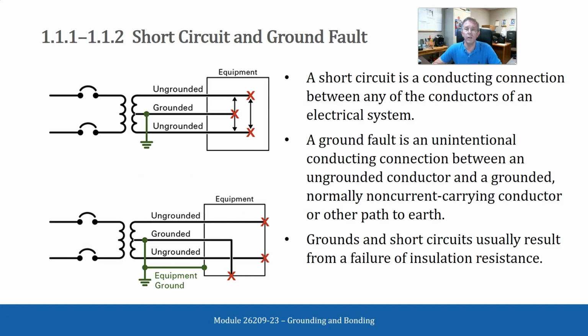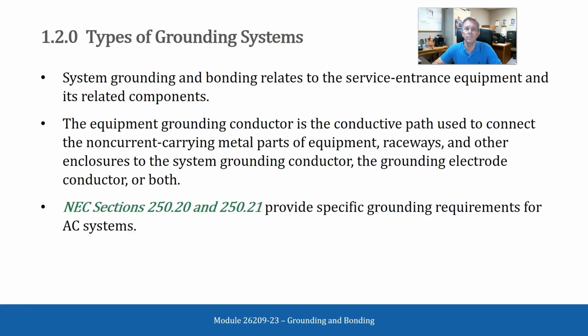Short circuit and ground fault. A short circuit is a conducting connection between any of the conductors of an electrical system. A ground fault is an unintentional conducting connection between an ungrounded conductor and a grounded, normally non-current carrying conductor or other path to earth. Grounds and short circuits usually result from a failure of insulation resistance.